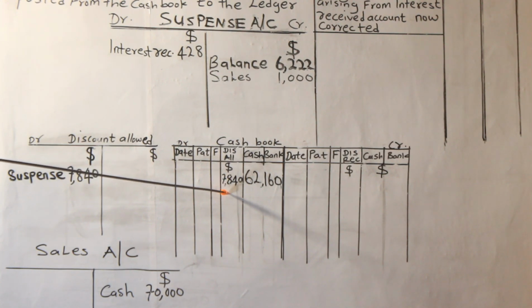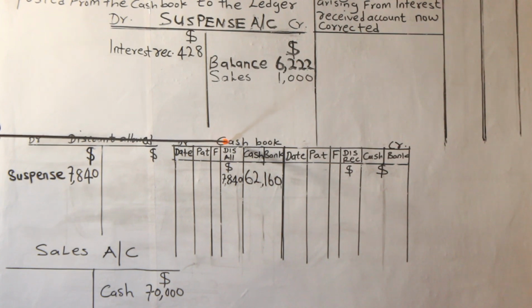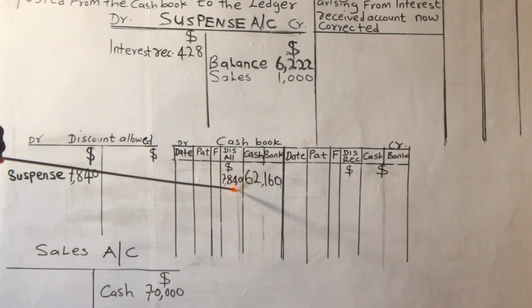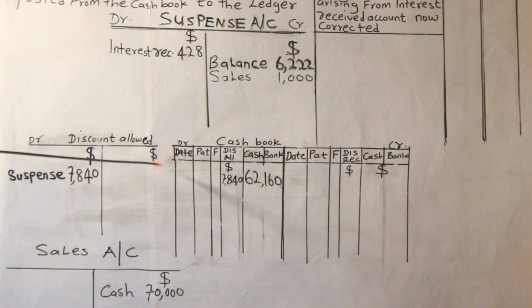The examiner stated that discount allowed of 7,840 has not been posted from the cash book to the ledger. Therefore, we post it to the ledger by transferring the 7,840, which will make up the shortage on the debit side of this account, to the discount allowed account. Of course, discount allowed account is an expenses account and it's usually debited. So because discount allowed is a debit account, we have already debited the 7,840 to make sure that the debit side of the account now has the 7,840 shortage, so that the trial balance will balance.